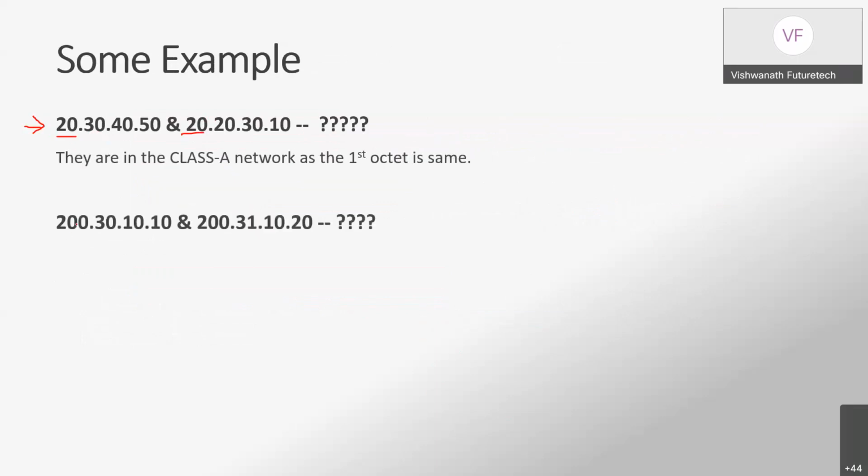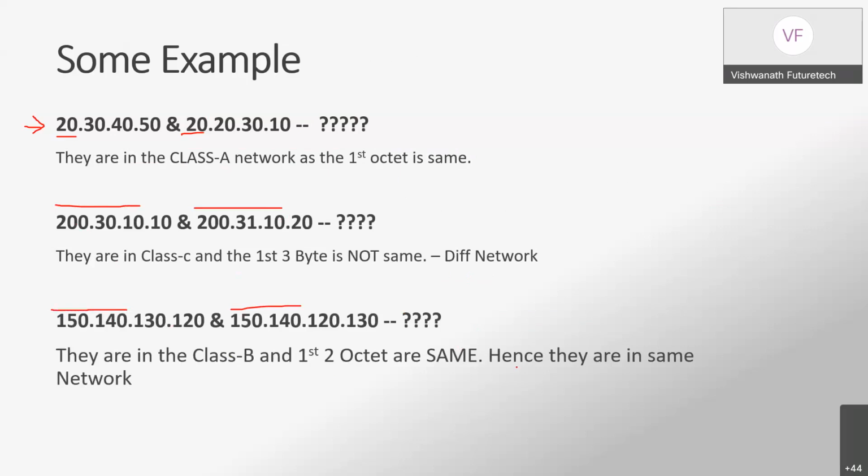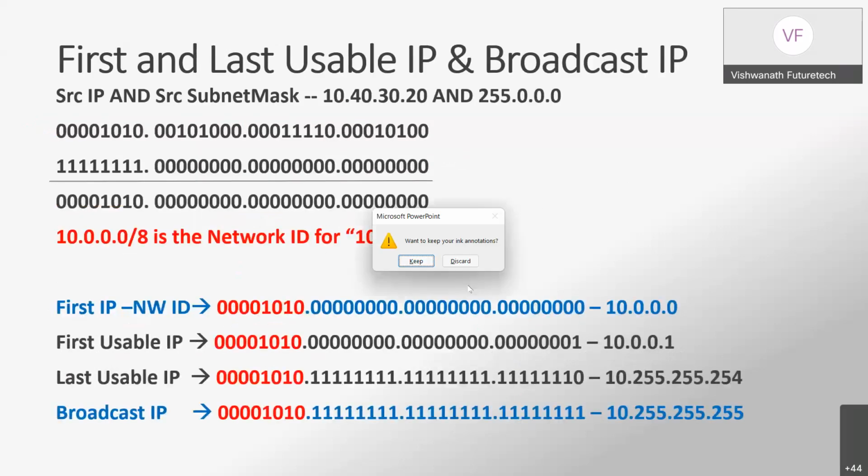Okay, this is class C. So the first 3 octets have to match, which means it is not matching, so they are in a different network. And this is class B, which means the first 2 octets have to match, and since they are matching, they are in the same network. So this is just an example.